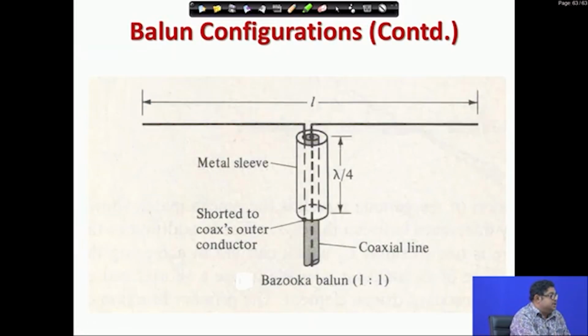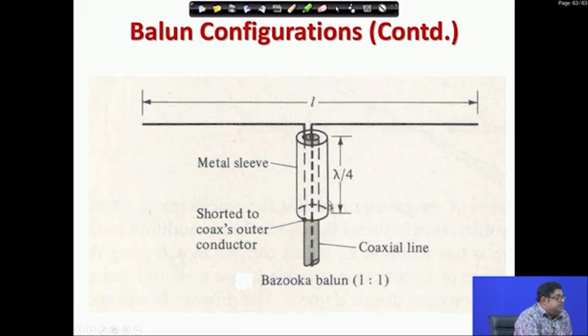One way of doing this is called the bazooka balun. It is very popular. What you do is, apart from whatever you were doing previously, you put another metal sleeve, this outer metal sleeve. Inside, everything is like the previous one. You have a metal sleeve, and that metal sleeve is shorted to the coax outer conductor here.